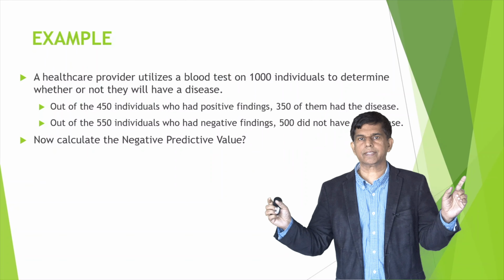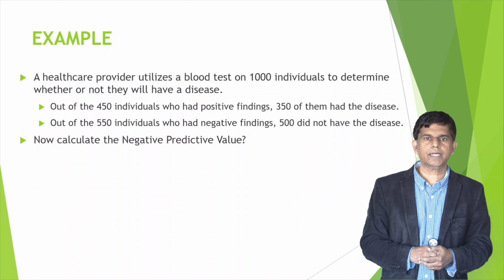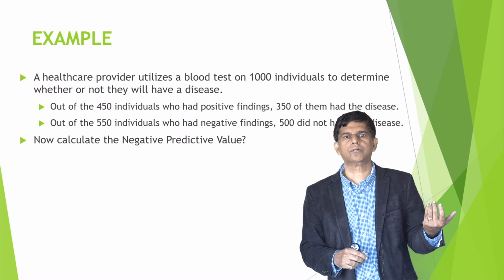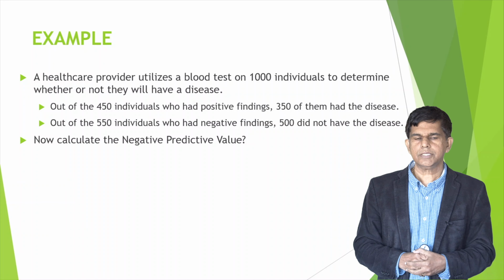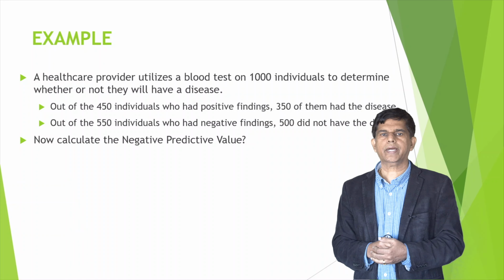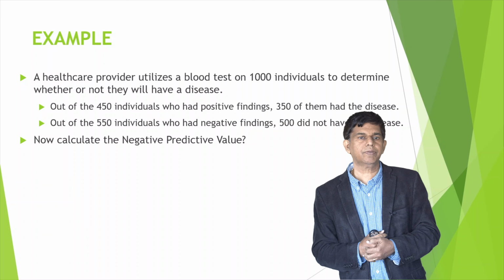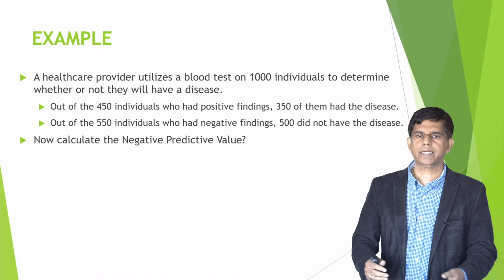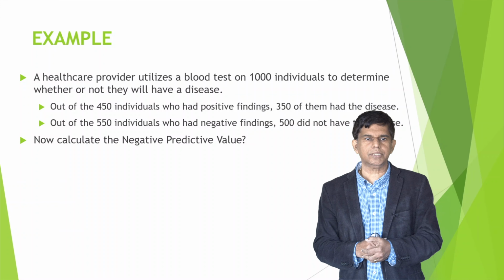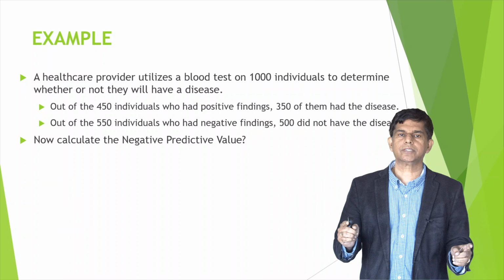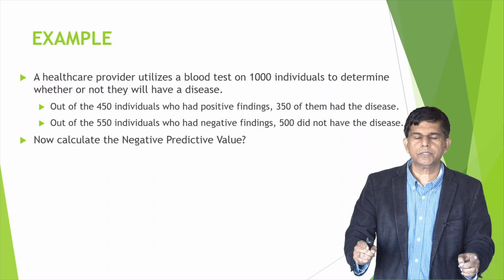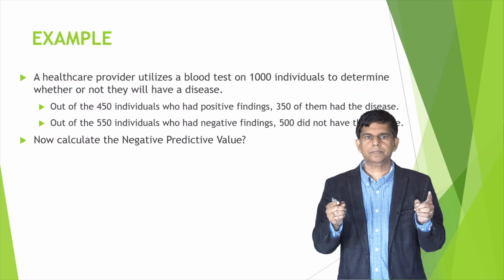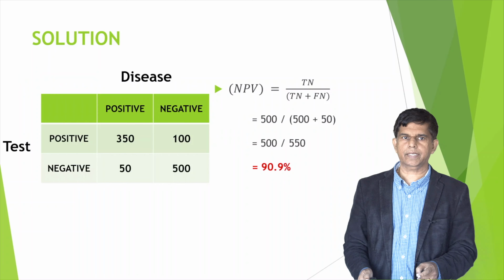Now, let's look at another example. A healthcare provider utilizes a blood test on 1,000 individuals to determine whether or not they have a disease. Out of those, 450 individuals had a positive finding, and 350 of them had the disease. And out of the 550 individuals who had a negative finding, 500 did not have the disease. Now calculate the negative predictive value. So please pause the presentation, make your table, and do the calculation. All right, now let's look at the answers.